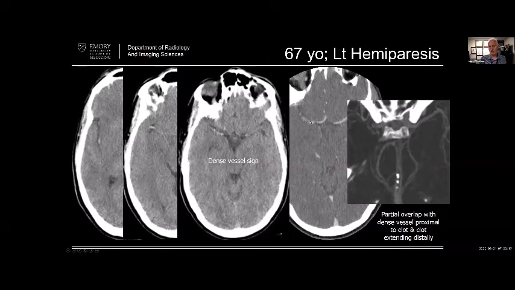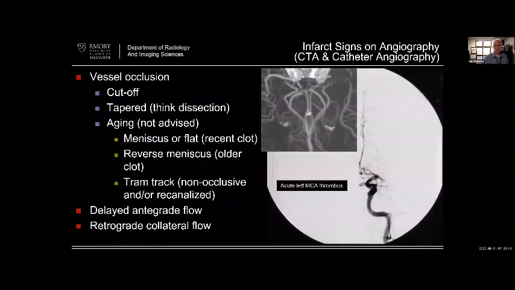So do the CTA, and you can see a filling defect. So there's partial overlap. You can see the MIP here. There's partial overlap, not the entire area, with the clot and the dense vessel proximal to the clot, and then the clot extending distally. So the theory is that the density is not always exactly clot, but maybe blood that's gathering, and maybe the contrast is not getting past there well, and that kind of stuff.